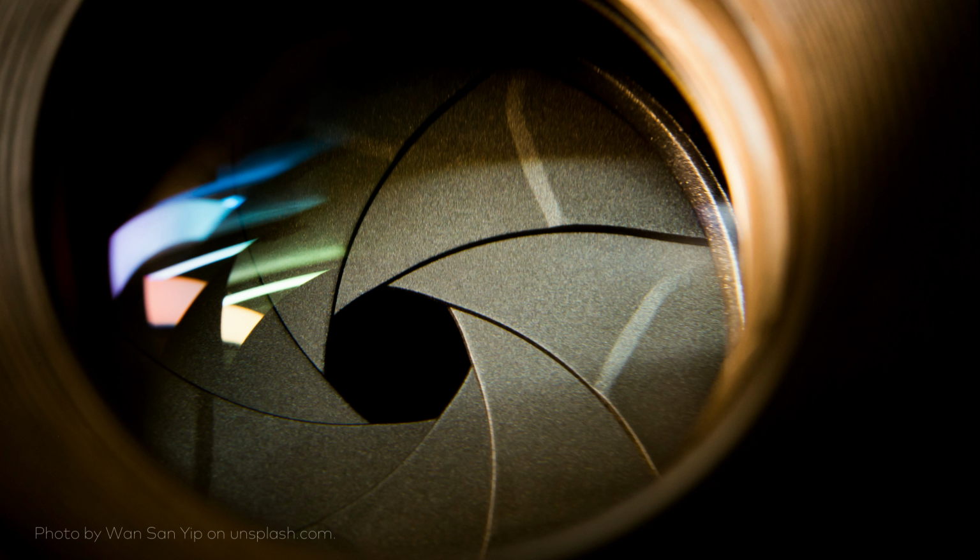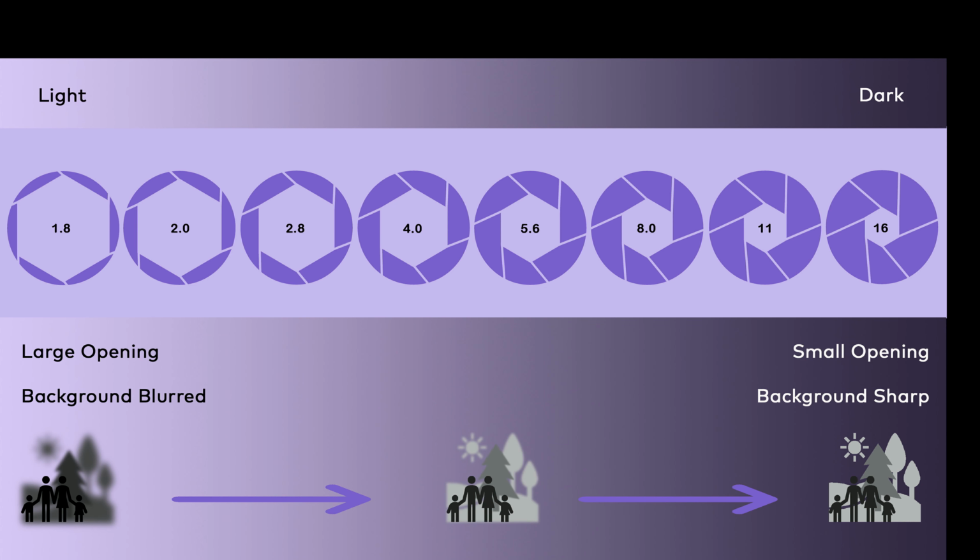The aperture is blades inside the camera's lens that can open and close, controlling the amount of light that hits the camera sensor. Aperture also affects depth of field. Depth of field is the distance between the closest and farthest object in a photo that is still in focus.